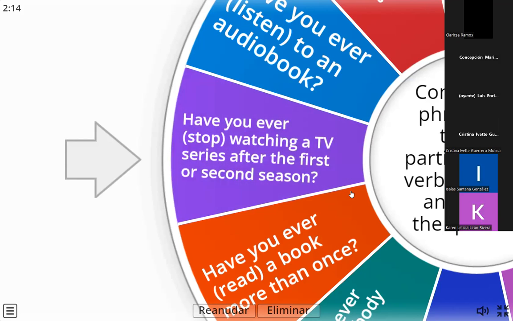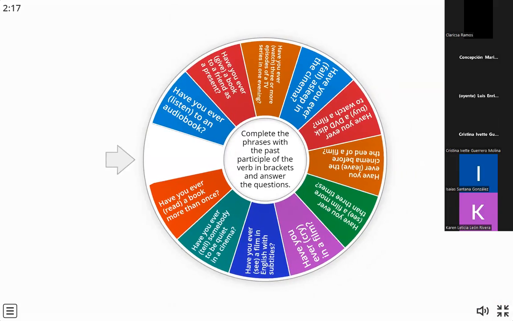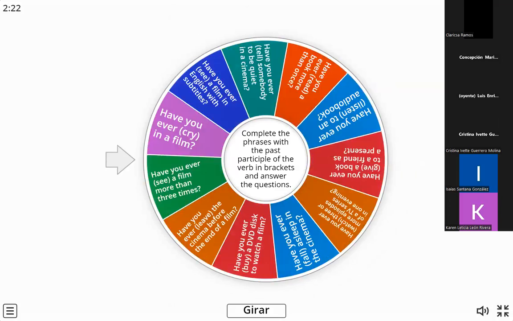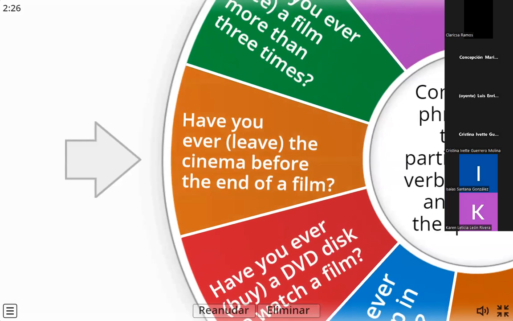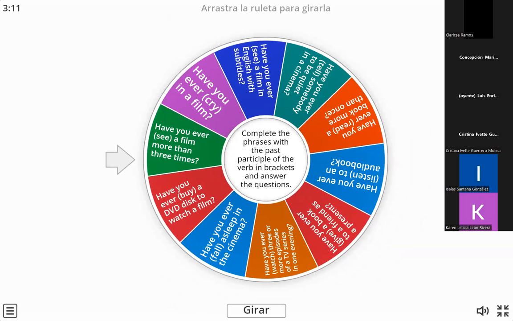All right, another question. Have you ever left the cinema or the movie theater before the end of a film? No, I haven't. So you have stayed all movie long? Yes. Okay.